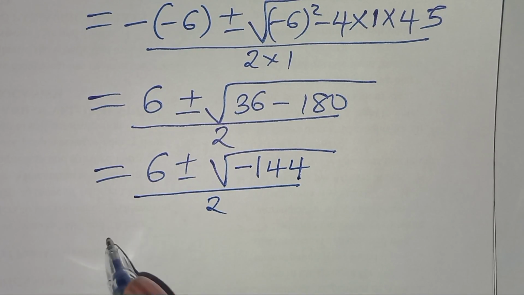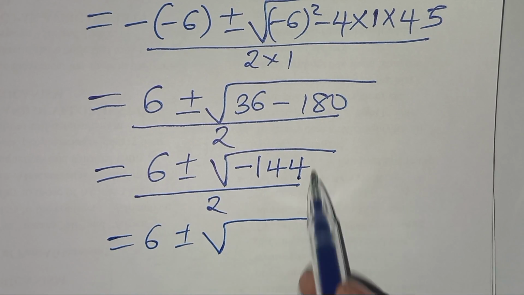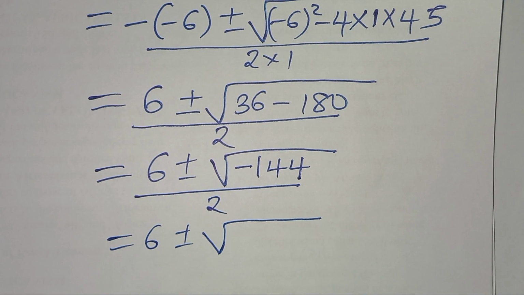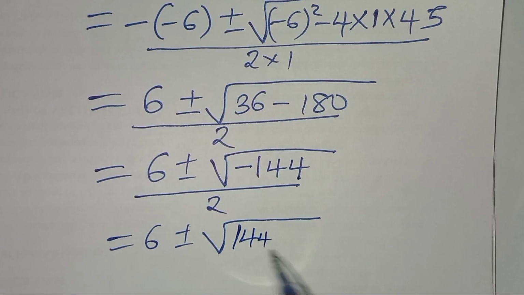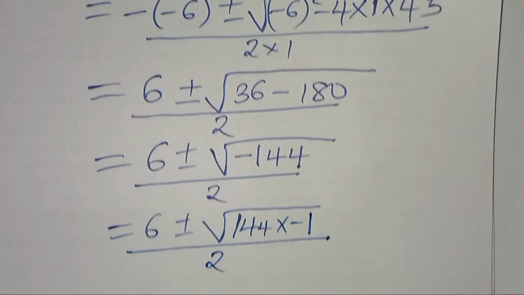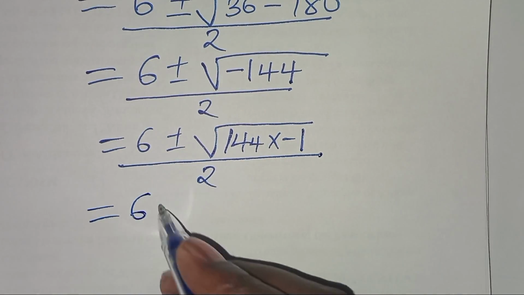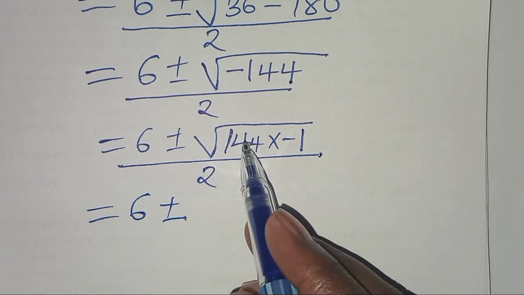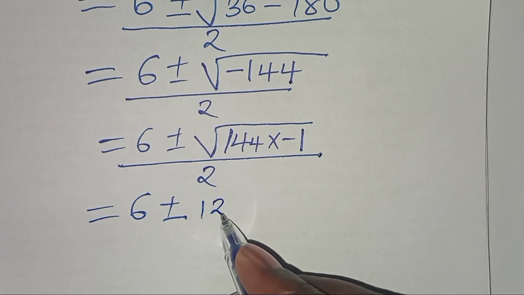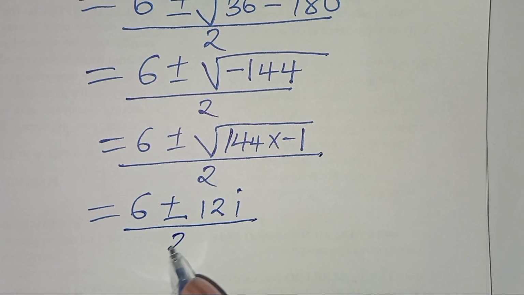So that now from here, we have 6 plus or minus the square root of -144. This can be expressed as the square root of 144 times -1, all divided by 2. Now the next phase here, we have 6 plus or minus the square root of 144, which is equal to 12. The square root of negative 1 is i. All this divided by 2.